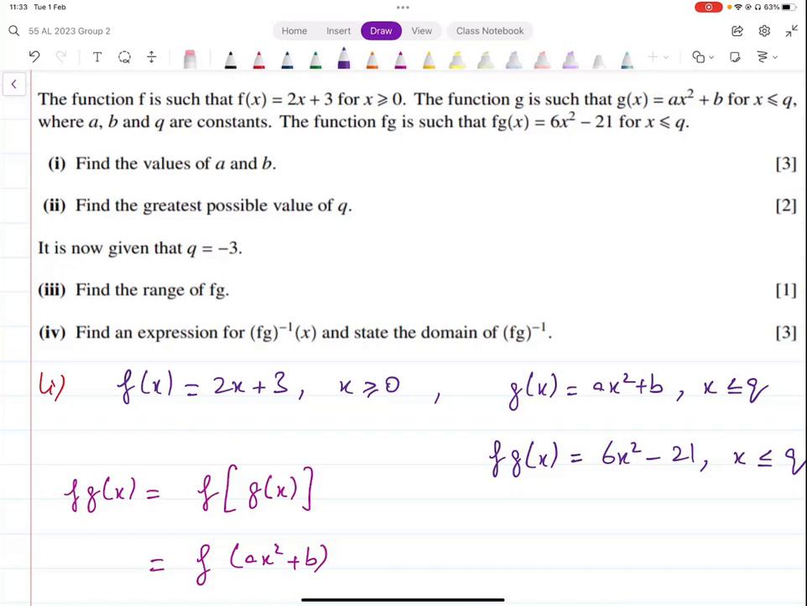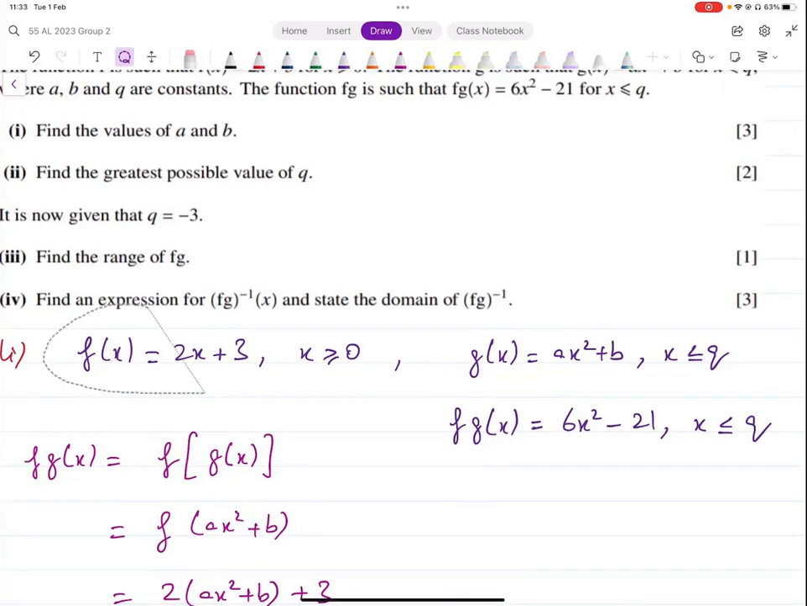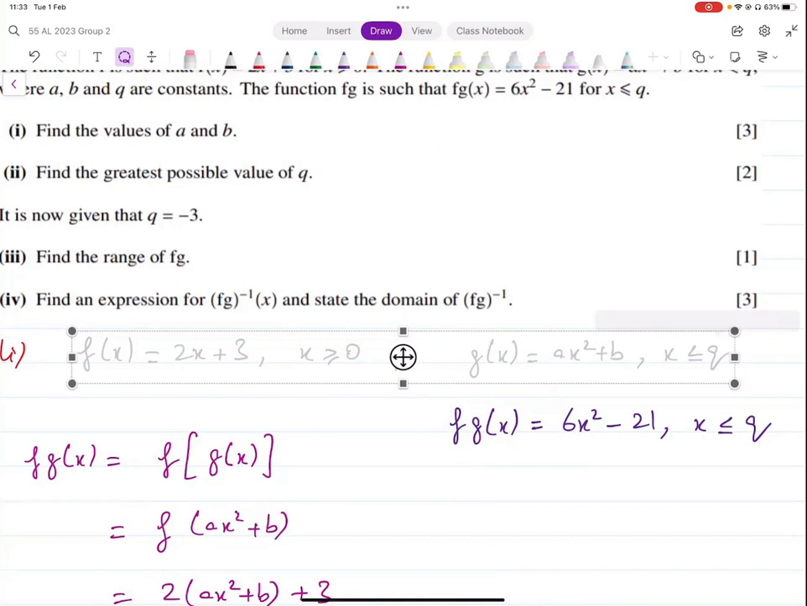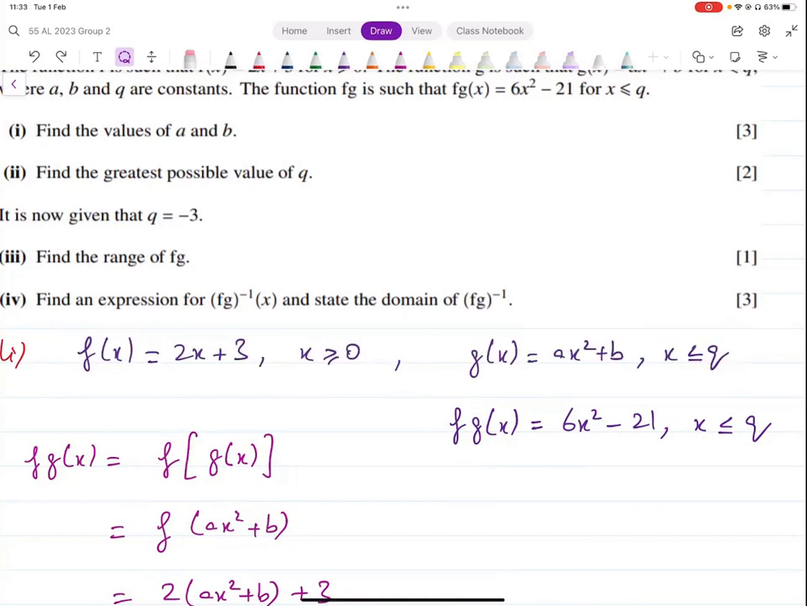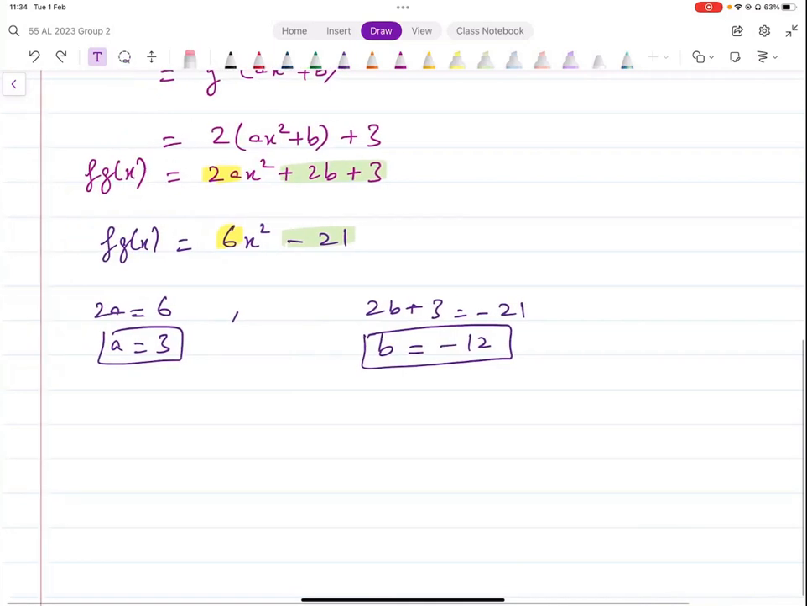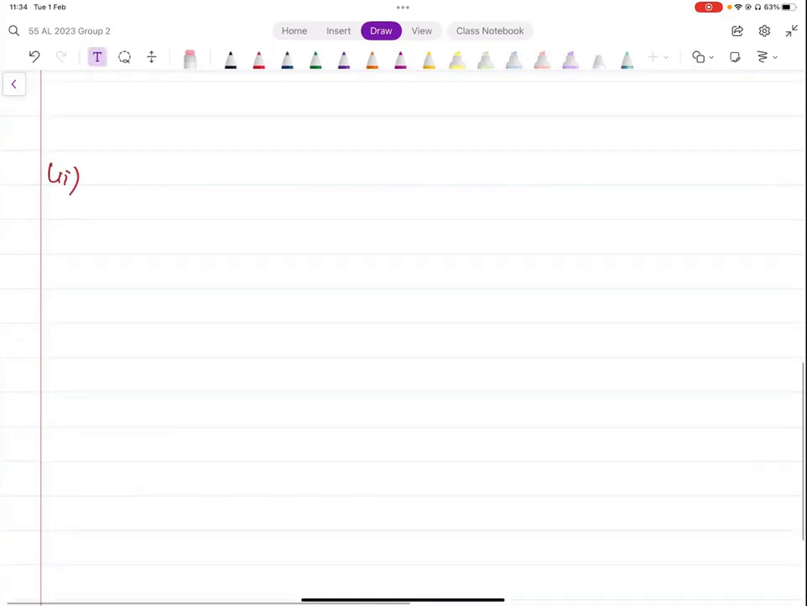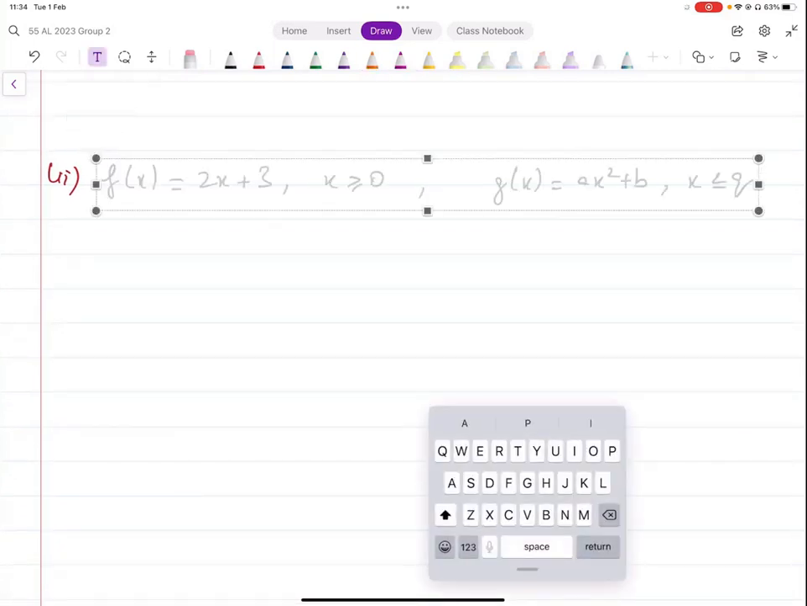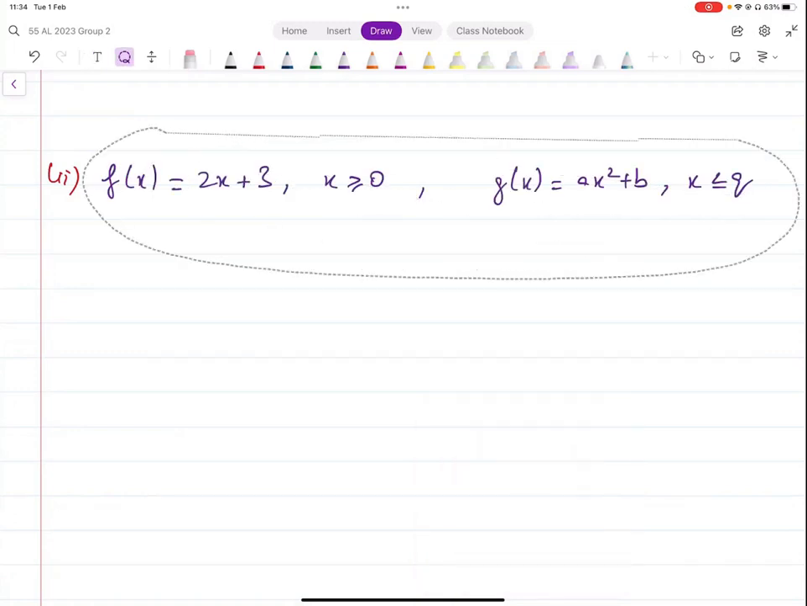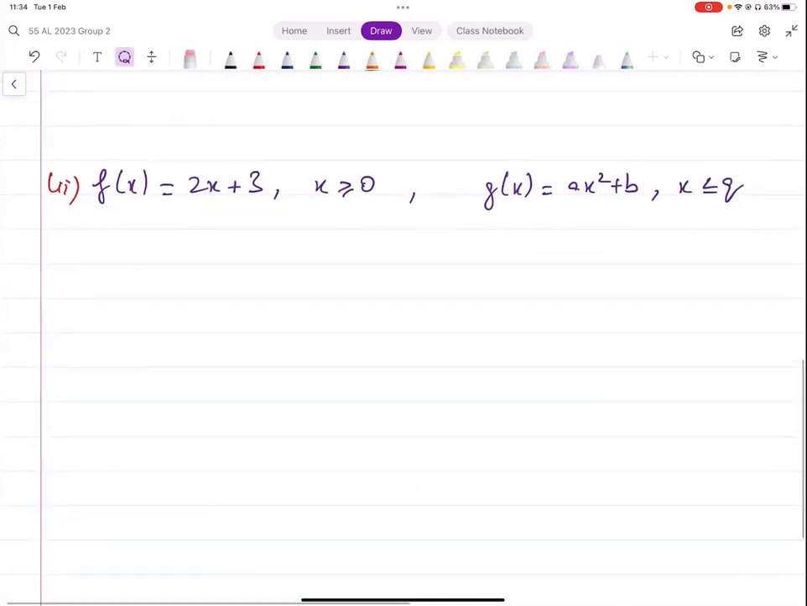Okay. Now in the second part, it says, find the greatest possible value of q. This is part 2. The functions f and g are these two functions. The composite function that's being formed is f g of x.